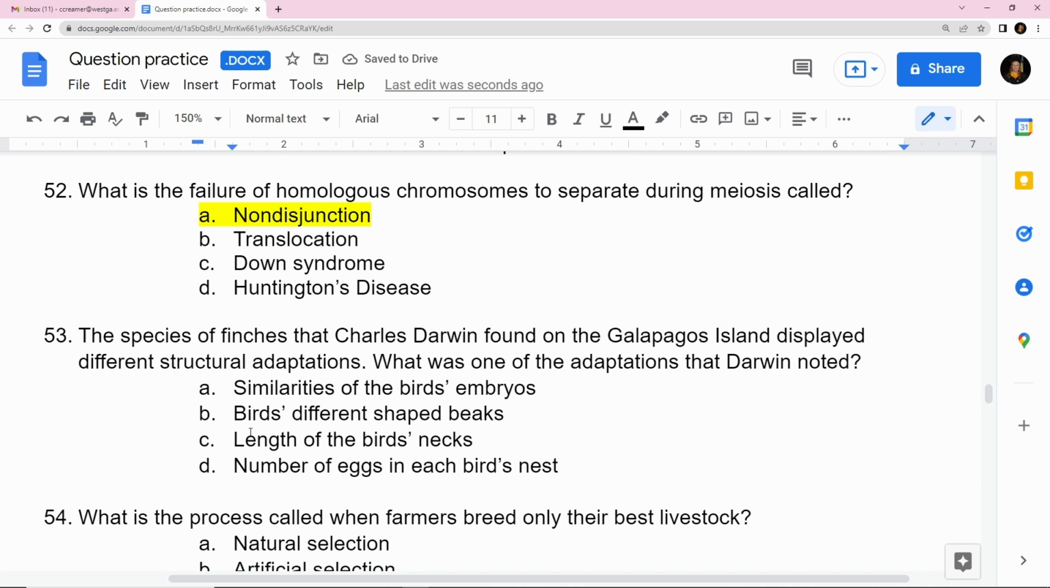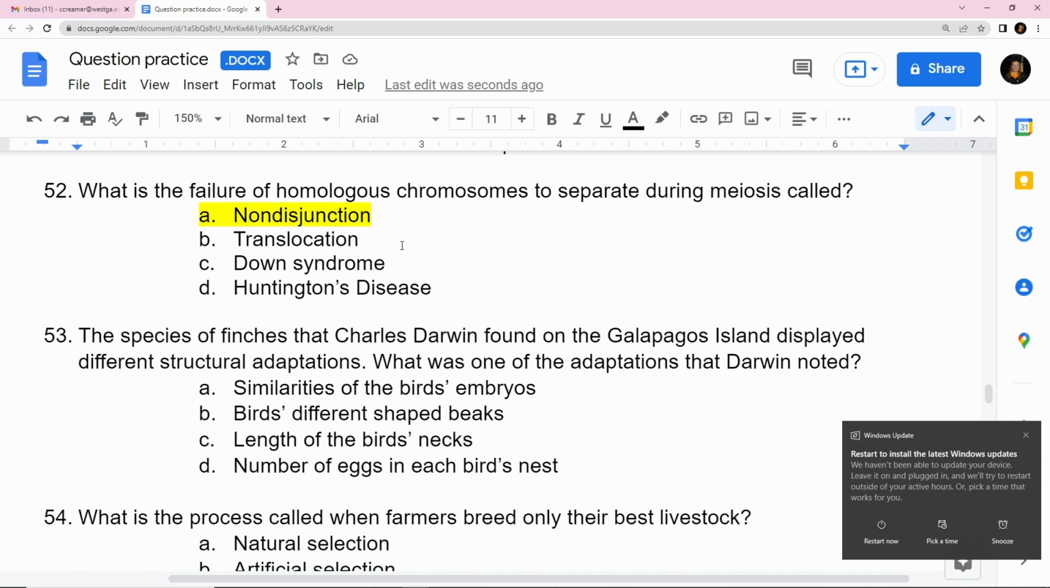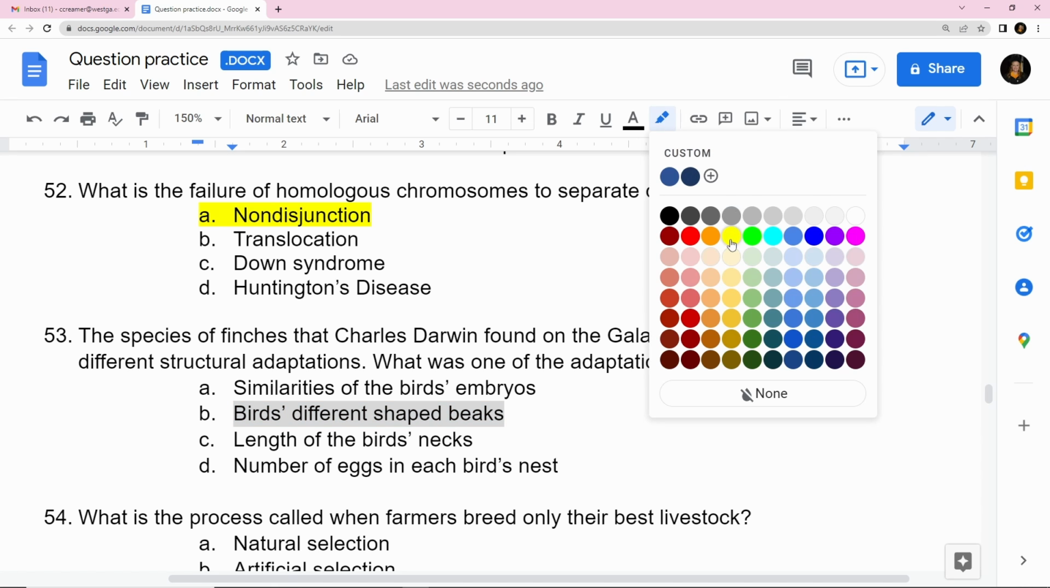53. The species of finches that Charles Darwin found on the Galapagos Islands displayed different structural adaptations. What was one of the adaptations that Darwin noted? Similarities of the birds' embryos, birds' different shaped beaks, length of the birds' necks, or numbers of eggs in each bird's nest. If you said B, birds' different shaped beaks, you would be correct.